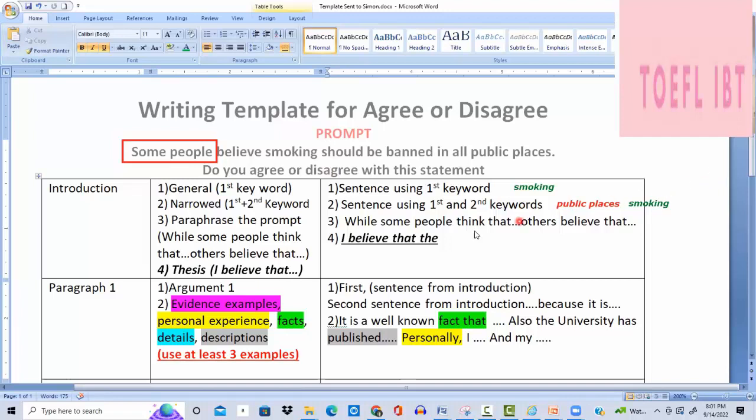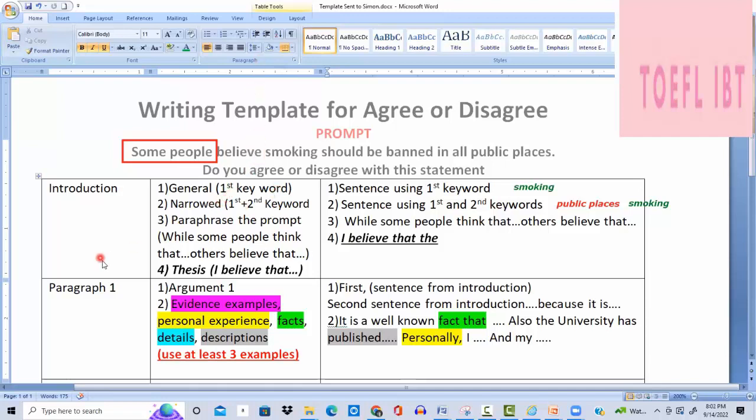Okay. Then your thesis is going to be the easiest thing to write, because you will always write, I believe that. And then if you knew what you believed, you could put it in, but right now I don't know what I believe. So I'm just going to say, I believe that. Now that to me probably is the hardest part, to come up with the introduction. That's just me.